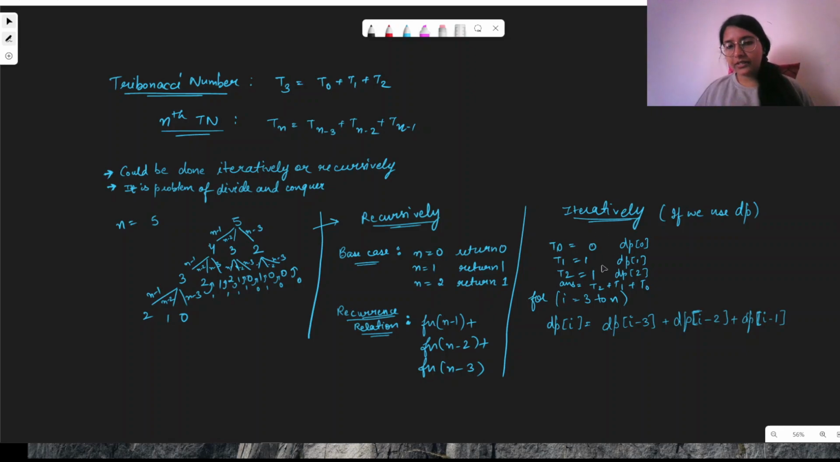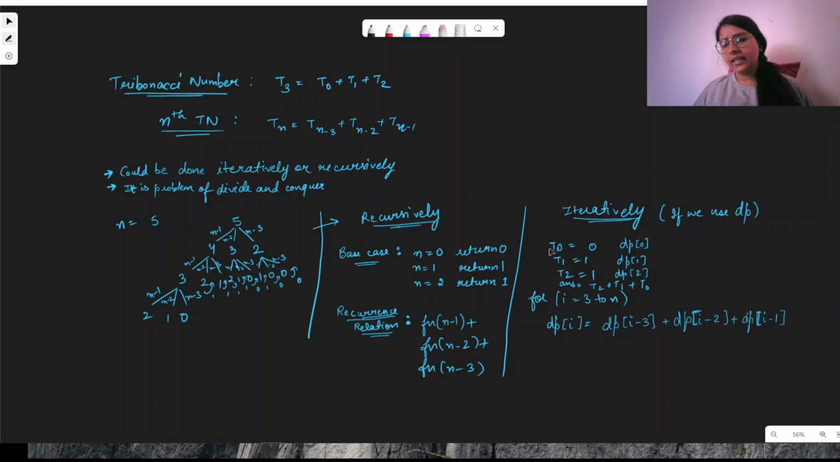For the recursive solution, this would be giving us TLE, as it would have a time complexity of 3 raised to the power n, right? So we will be required to modify the solution and memoize it, and even that memoized solution could be turned into iterative DP as well.